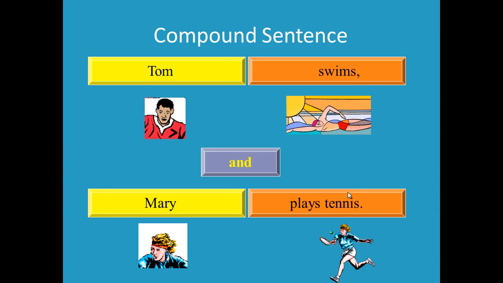Compound sentence. Tom swims. Tom swims is a sentence all alone. That could be a simple sentence all alone. Why? Because you have a subject and you have a predicate. And Mary plays tennis. Again, that's a complete sentence all by itself. But we want to join those sentences together. So, Tom swims and Mary plays tennis. Now all of a sudden we have two separate independent clauses joined by a conjunction, which makes it a compound sentence.